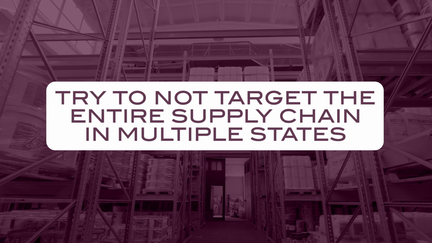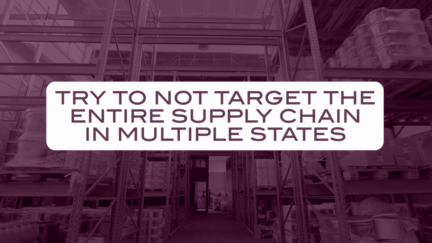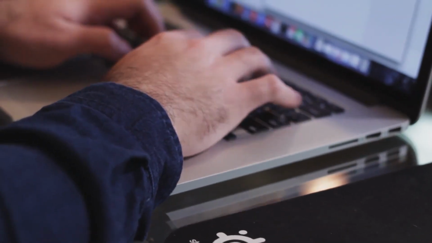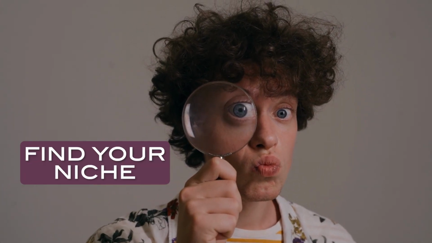And when it comes to integrating with Metrc, my biggest piece of advice is to try to not target the entire supply chain in multiple states. As an integrating rule of thumb, it's so tough to develop a technology solution that is compliant in every single state and across the supply chain. So really what you want to do is find your niche. Do you want to focus on growers or manufacturers or distributors or retailers?